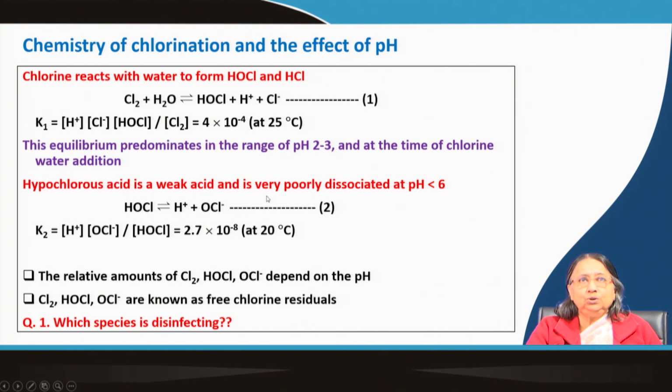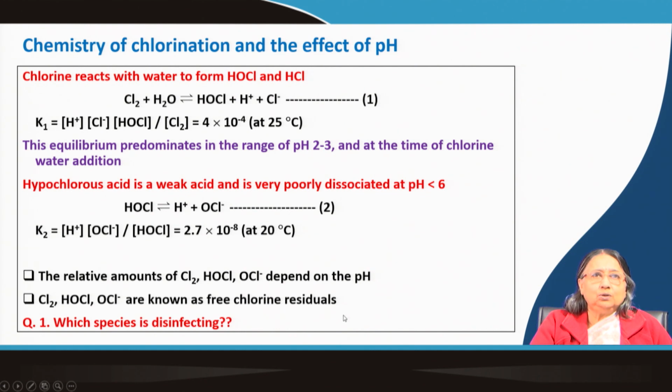Now, from these two reactions you can easily understand that the relative amounts of chlorine, HOCl and OCl minus depend on the pH. Okay. So, at very low pH chlorine will be predominating, at medium pH HOCl will be there more, and at higher pH the HOCl will be decomposed to form the OCl minus. So, at higher pH this will be present predominantly.